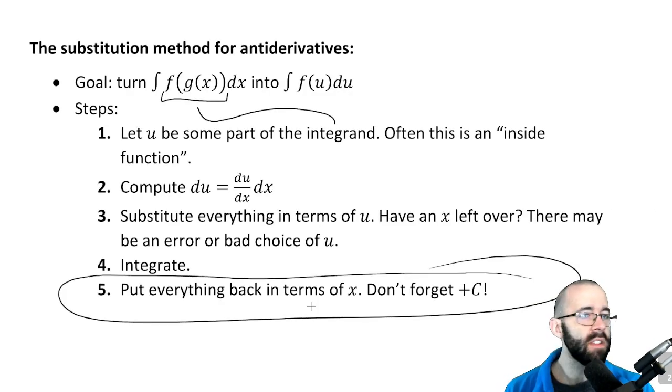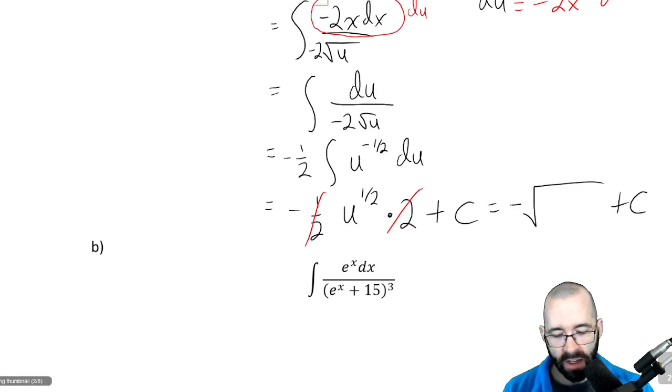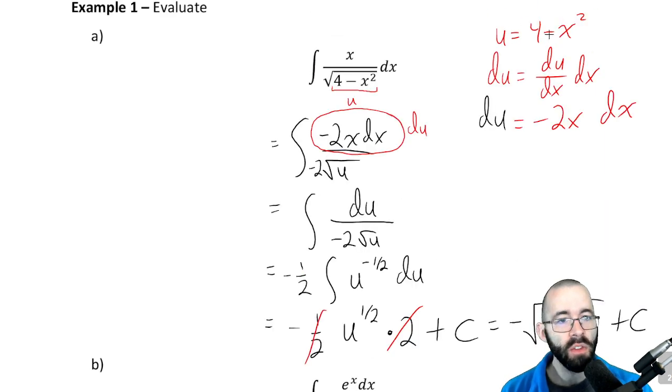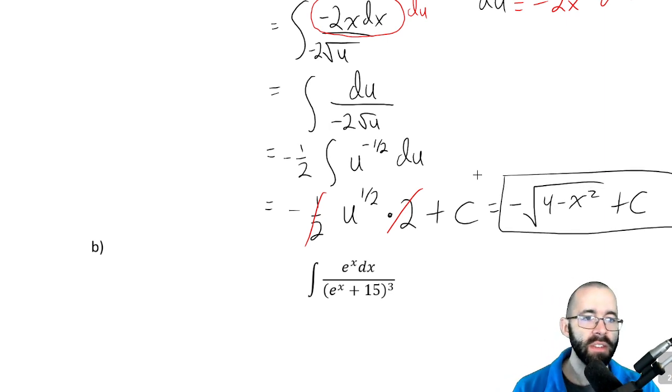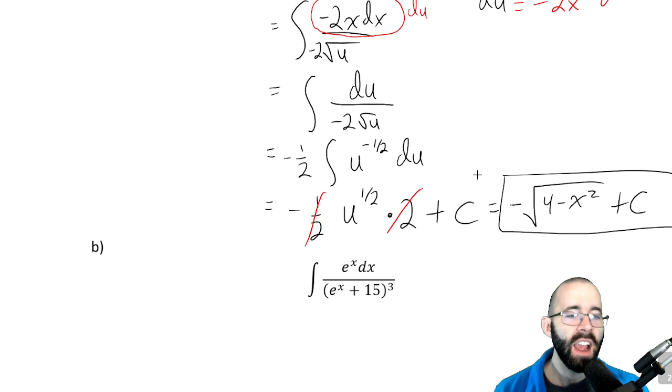What's step 5? Put everything in terms of x. Don't forget your plus c. So we have negative square root of u. And what was u? 4 minus x squared. And we have found our antiderivative. And that's what the substitution method looks like.